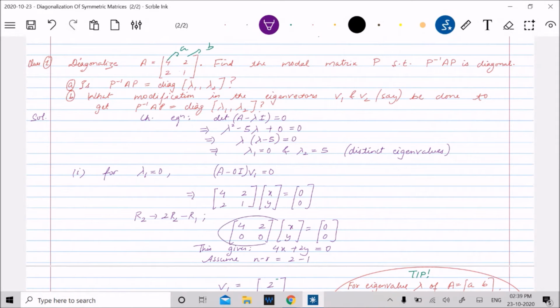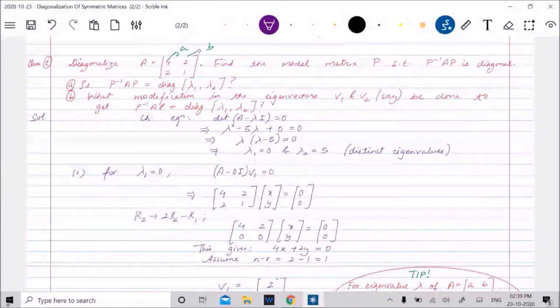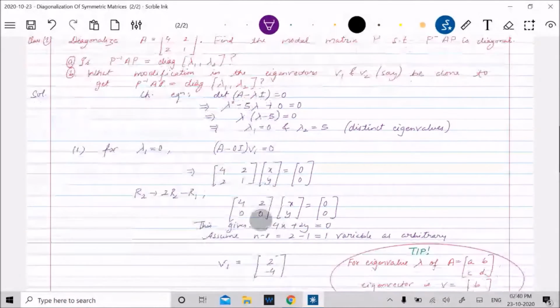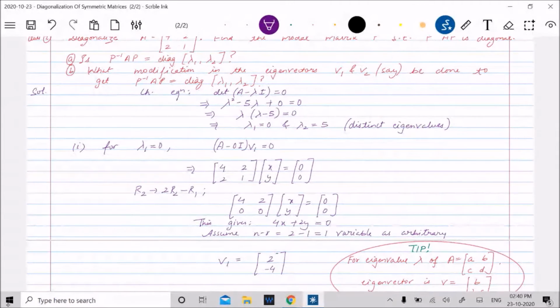Rank is 1. You can see that the rank of this matrix is 1. That gives you 1. Assume one variable as arbitrary. When you assume one variable as arbitrary, you assume y equal to k, then x will be minus k upon 2, right?